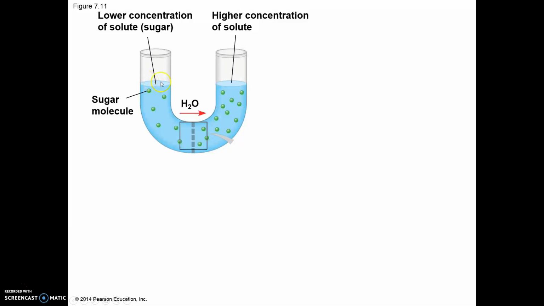Here's kind of a zoomed out version of that, right? So here we have liquid in a tube. So we have water in this tube. We also have sugar molecules. We have two different concentrations. So this could be like Karo syrup, and this could be like sweet tea. So it has a little bit of sugar. This has a lot of sugar.